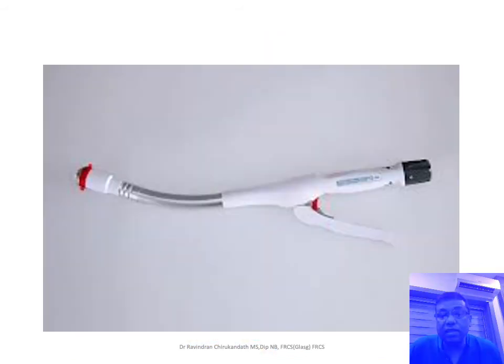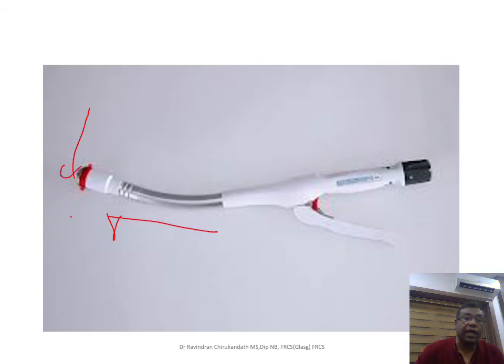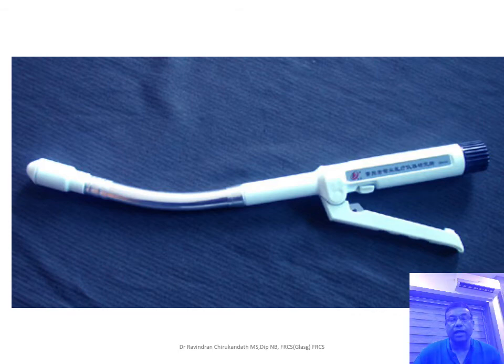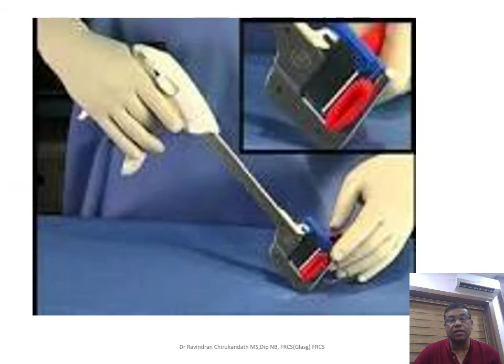These are circular staplers which are again used for esophageal surgeries and low anterior resections of the rectum, where it has got a body as well as an anvil, and this anvil is kept in the proximal bowel, and the body comes out from the distal end, and the stapling is done. Right. So that is a circular stapler.